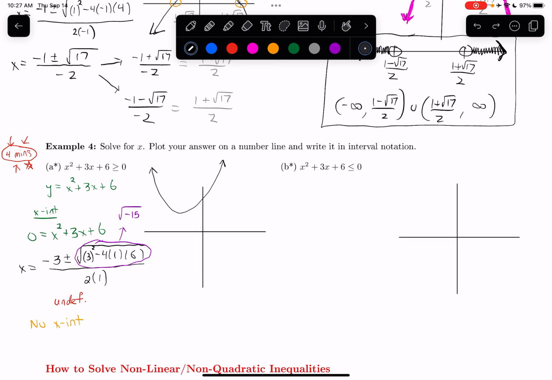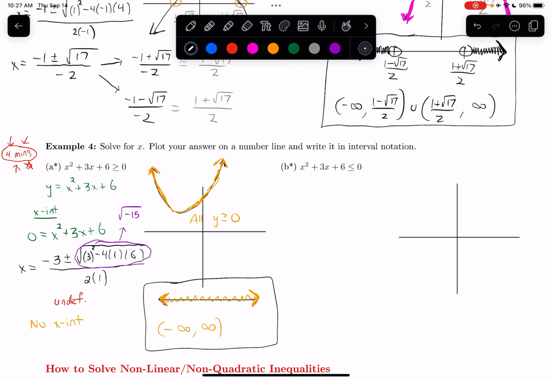Okay, so I want this thing to be greater than or equal to 0. So I need to shade in the y values that are greater than or equal to 0. But all of them are. All the y values here are greater than or equal to 0. So I'm going to shade everything in, which is a little weird, but it could happen. On my number line, I also shade in everything. All of these x values are going to work. So in interval notation, all the x values work: negative infinity to positive infinity, parentheses, parentheses. All right, I'll box that.